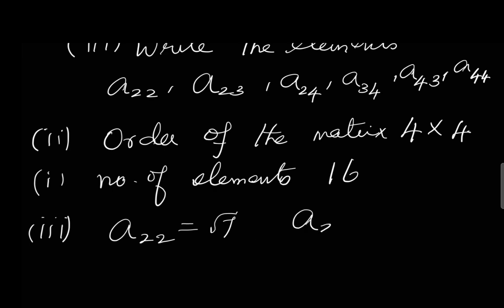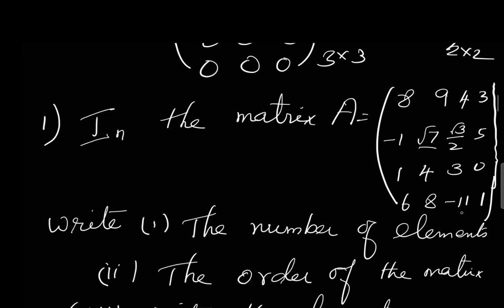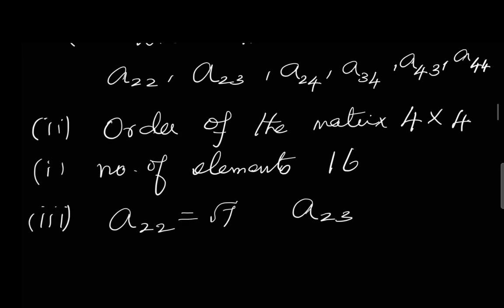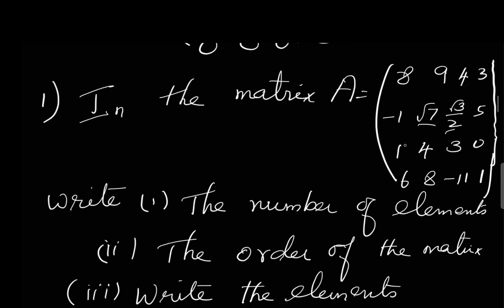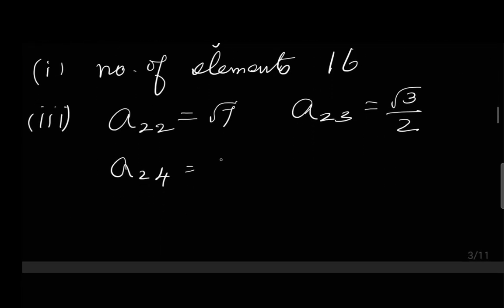Next is A23. Second row and third column. So it meets here, root 3 by 2. A23 is equal to root 3 by 2. Next is A24. Second row, but fourth column. Fourth column, it meets here 5. A24 is equal to 5.